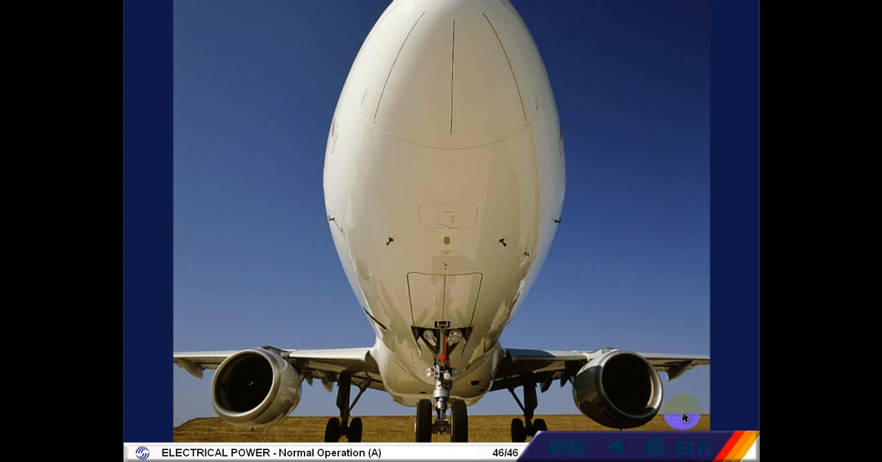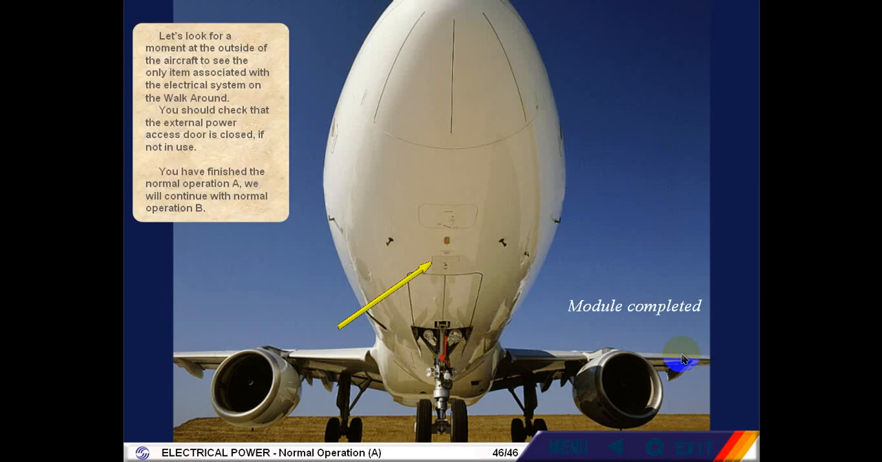Let's look for a moment at the outside of the aircraft to see the only item associated with the electrical system on the walk-around. You should check that the external power access door is closed, if not in use. You have finished the normal operation A. We will continue with normal operation B.